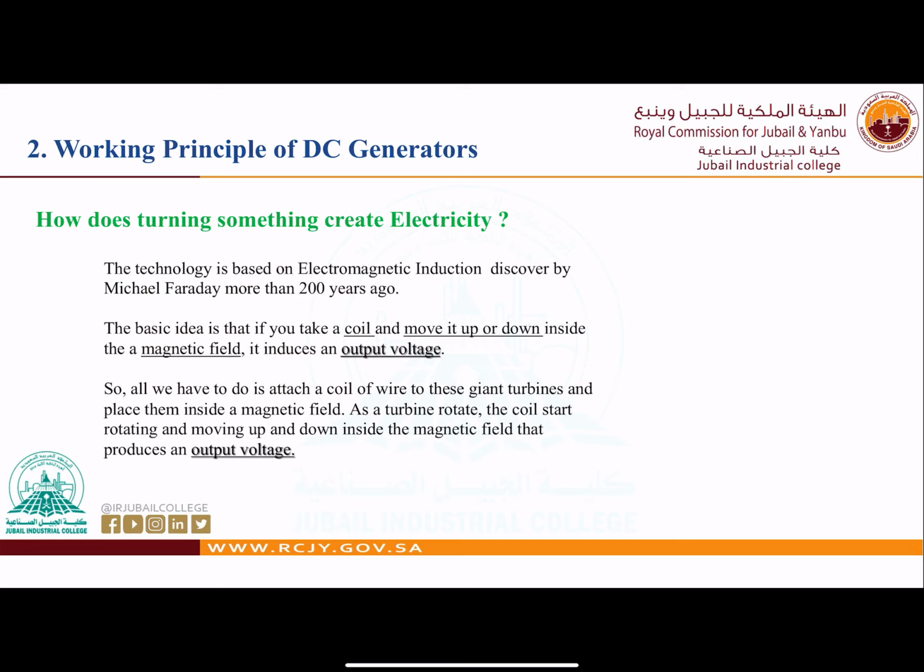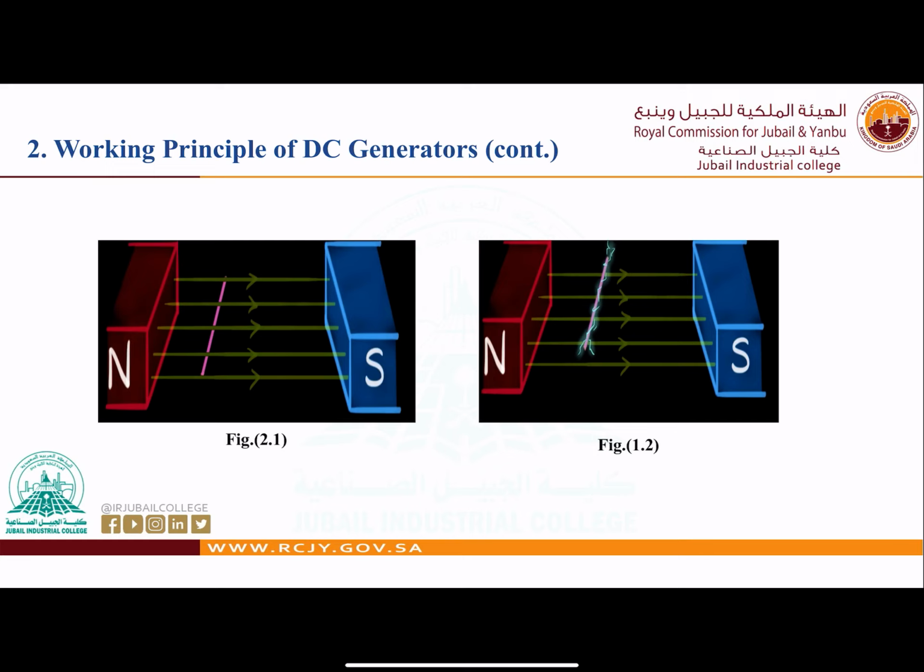All we have to do is attach a coil of wire to these giant turbines and place them inside the magnetic field. So we will have a coil, movement from the turbines, and a magnetic field. When a turbine rotates, the coil starts rotating and moving up and down inside the magnetic field, and that produces an output voltage.